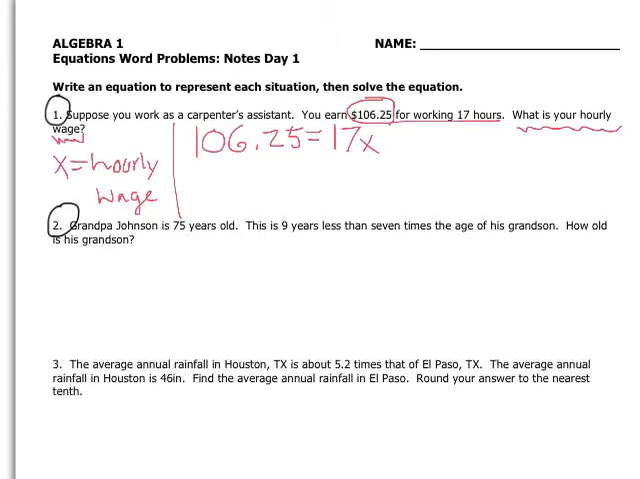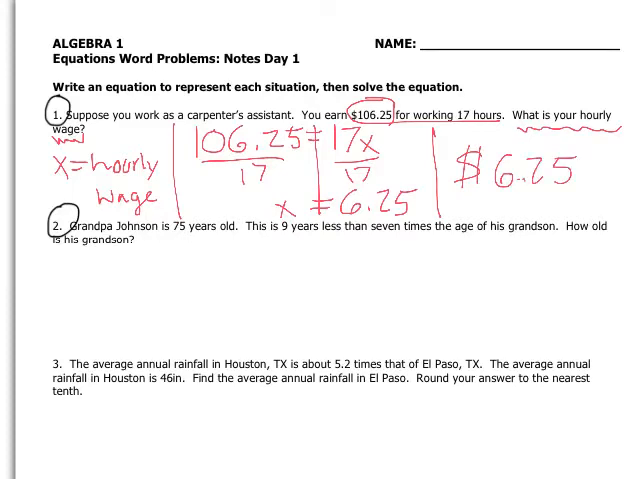So that's a pretty simple equation, and I solve it. Now I divide by 17 on both sides. So somebody help me out. What is 106.25 divided by 17? Joe? 6.25? Can I confirm that with anybody? Yes? Okay, 6.25. Now, if I asked what's your hourly wage, you wouldn't tell me, Mr. Craw, it is x equals 6.25. What would you say? Okay, so I label my answer, $6.25. Always make sure your label matches your question.